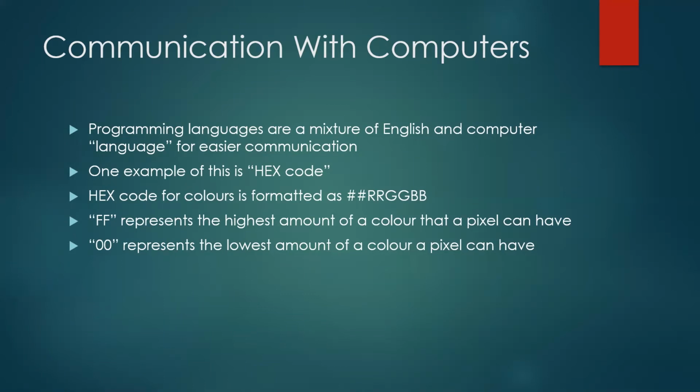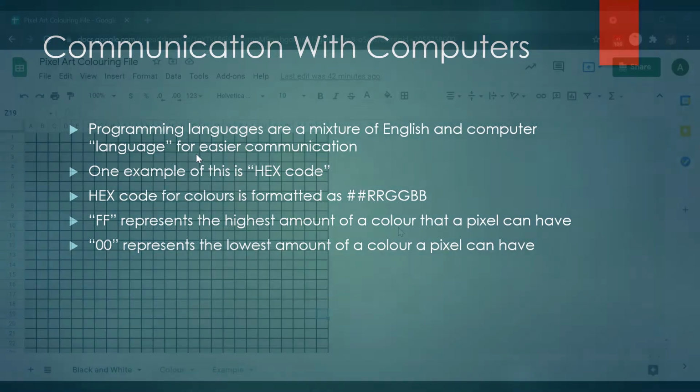So if I were to have a pixel that is only red, the hex code would say #FF0000, with the two R's being represented by FF and the GG and BB being represented by 00. Another example of using programming to allow for easier communication with computers is with today's activity, pixel coloring.